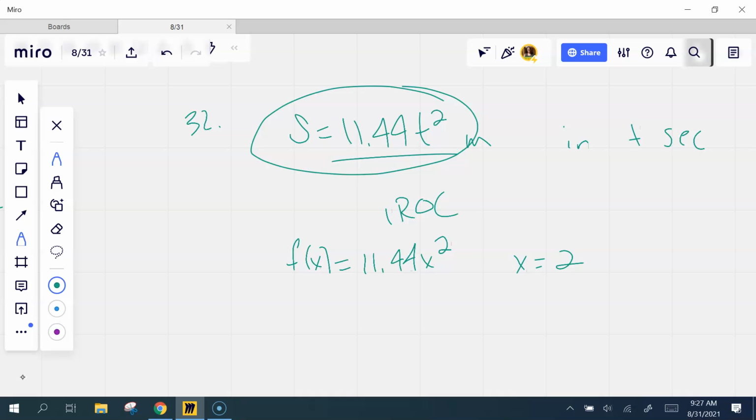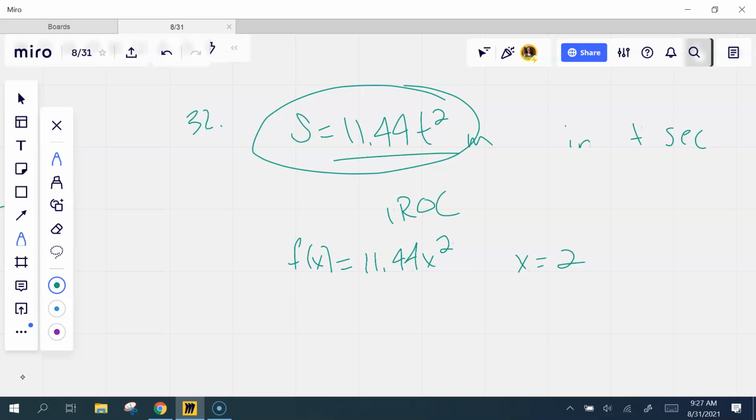Can you tell me one more time how we did it? How do you know when to use it? If there's a squared in the original function.